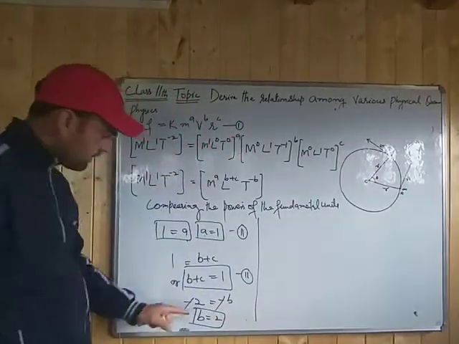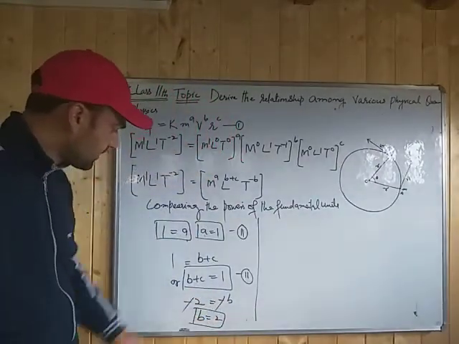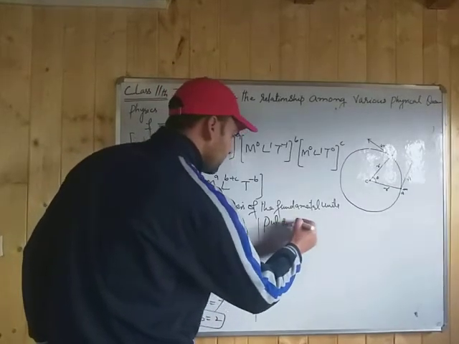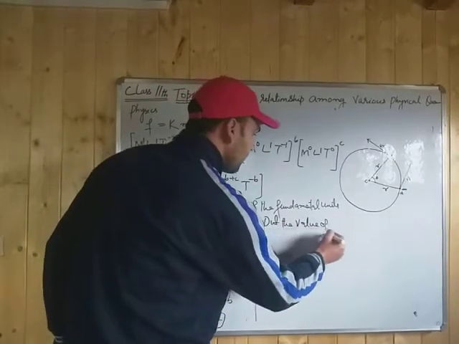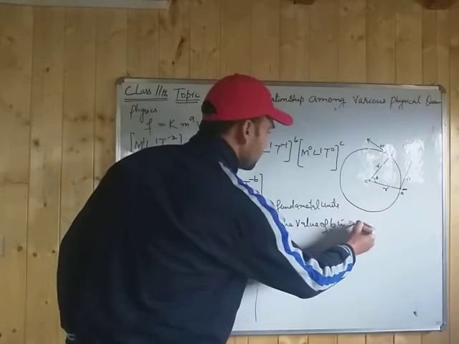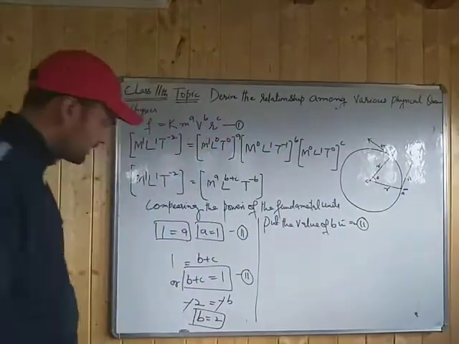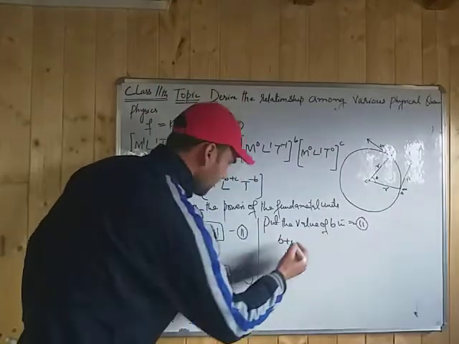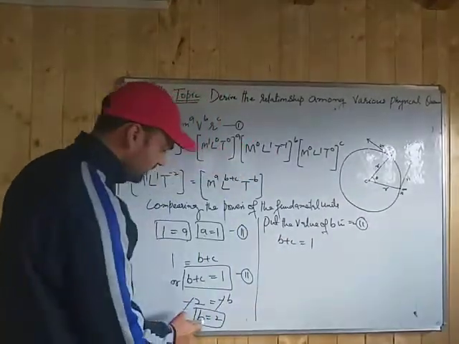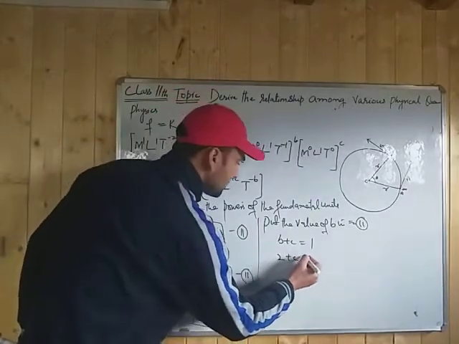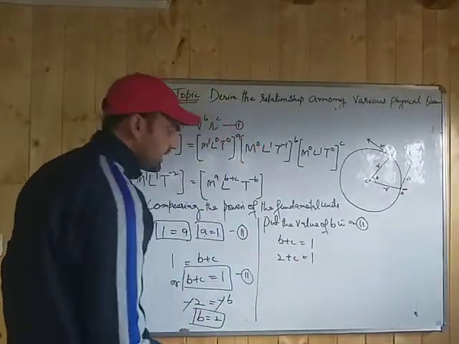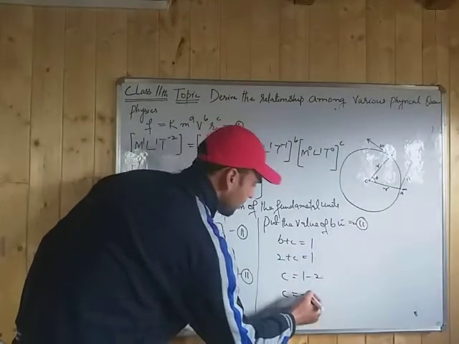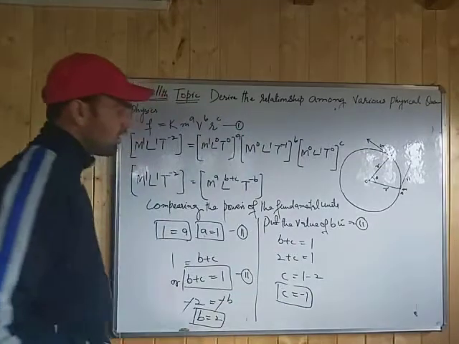Here we'll substitute the value of b in equation second. So here we have equation second: b plus c equal to 1. What is b? So b is 2, so 2 plus c equal to 1. Or we can write c is equal to 1 minus 2. c is equal to minus 1. So this is the value of c.